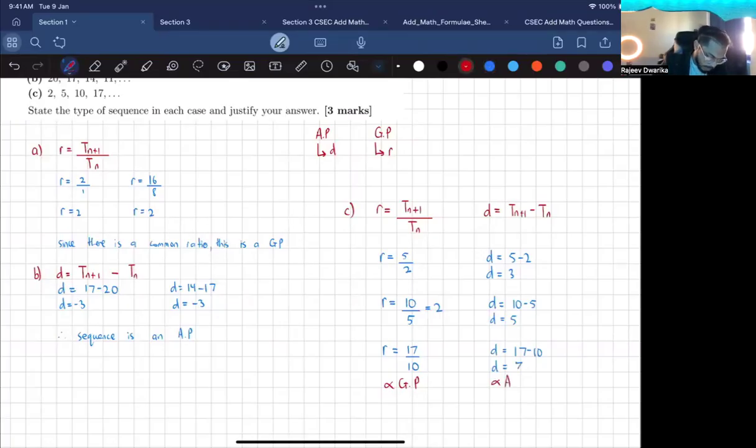So it is neither. Guys, you have to do this in the exam. If they ask you to prove that something is neither, you have to do both cases. You have to prove that it's not a GP and it's not an AP. Keep that in mind.